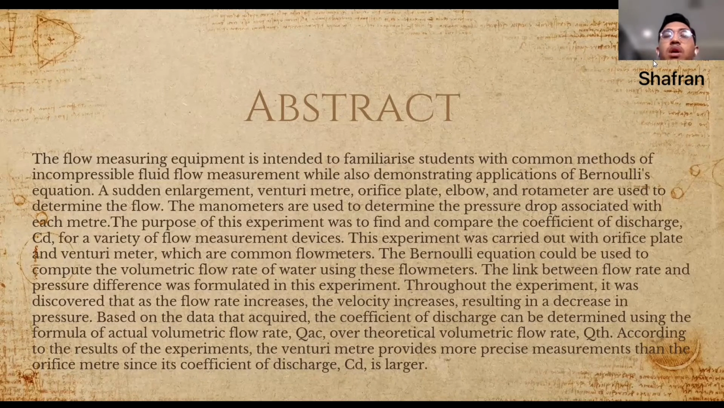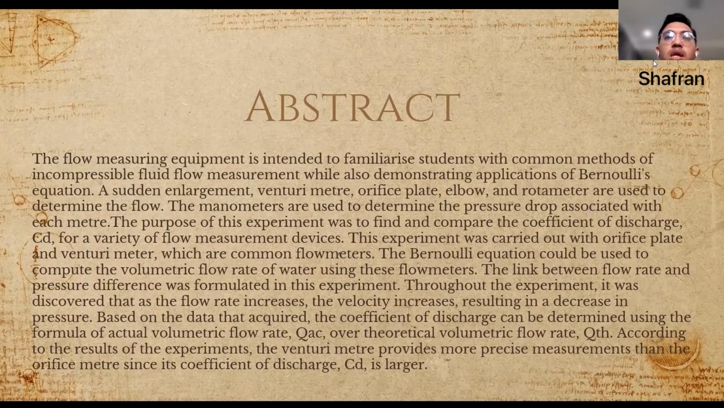The purpose of the experiment was to find and compare the coefficient of discharge for a variety of flow measurement devices. This experiment was carried out with an orifice plate and venturimeter, which are common flow meters. The Bernoulli equation could be used to compute the volumetric flow rate of water using this flow meter. The link between flow rate and pressure difference was familiar in this experiment. Throughout the experiment, it was discovered that as the flow rate increases, the velocity increases, resulting in a decrease in pressure.